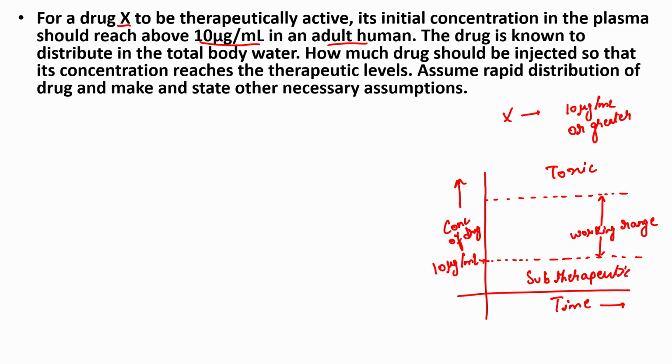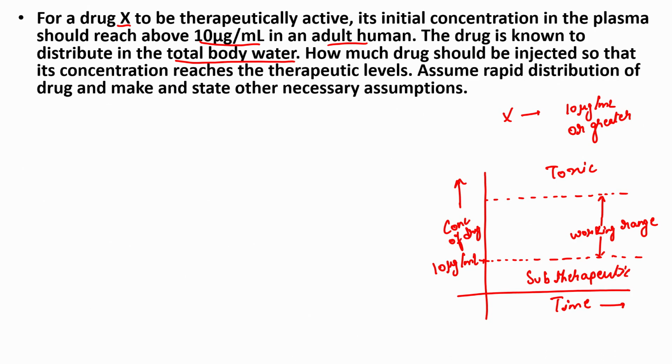Now, this drug is also known to distribute in the total body water. So, that comes to a discussion on the VD, which is the volume of distribution, and it is saying that this drug distributes throughout the body water. So, what kind of drug will this be? This will be a fairly hydrophilic drug. And so, the question is how much drug should be injected so that its concentration reaches the therapeutic levels.